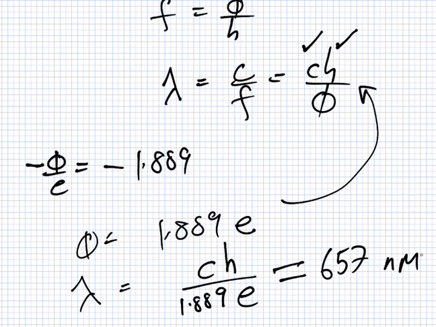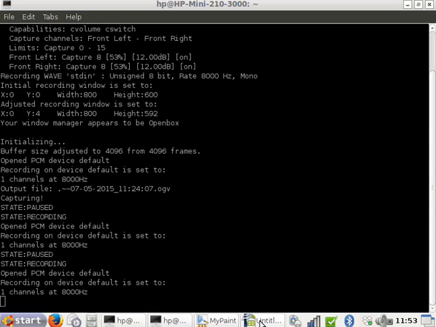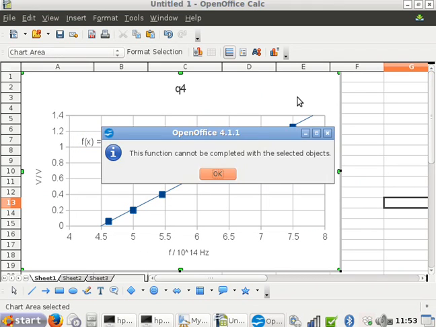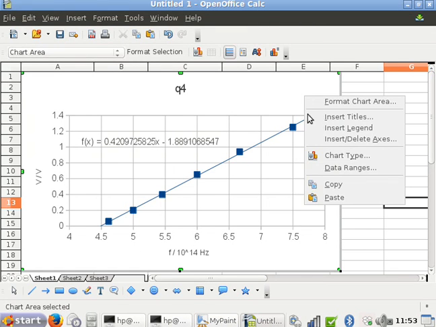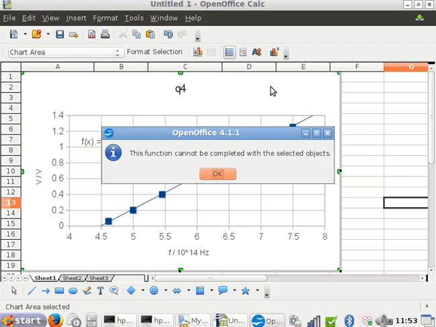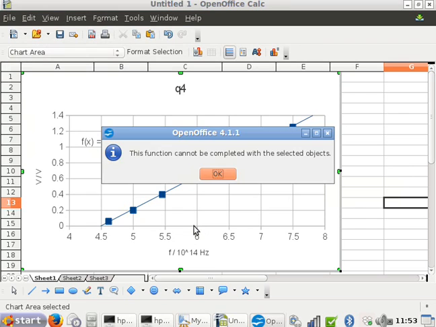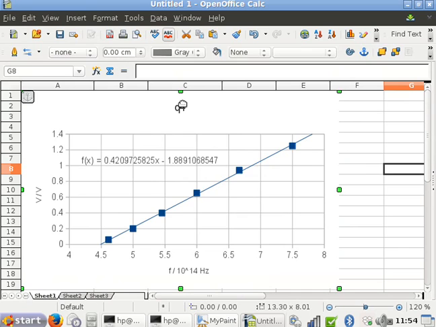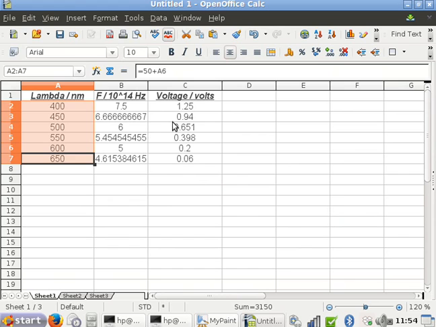Now, there is another way to know if your answer is roughly right. If you look at your table here, so I need to delete my graph. Go away, graph. Delete. Just go to the new. No, but I want the numbers there I had. There we go. Now, what's happening as the wavelength increases? What's happening to the voltage?